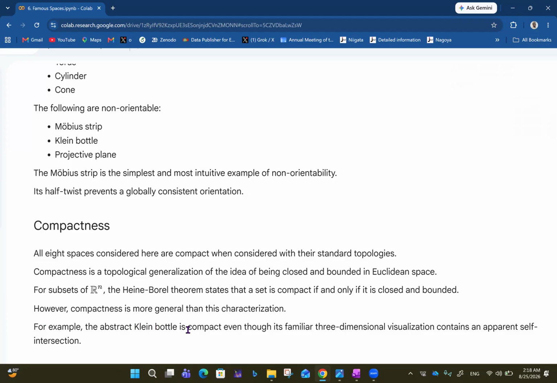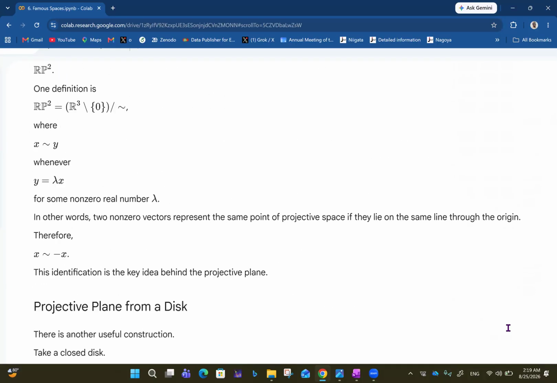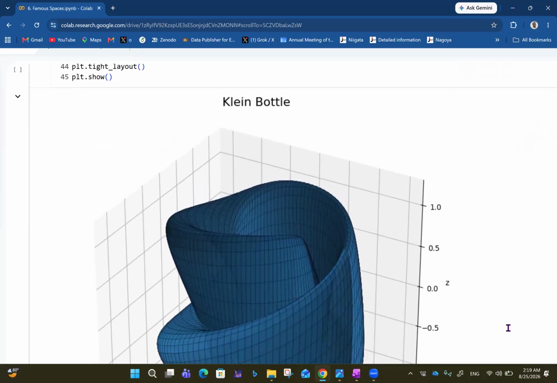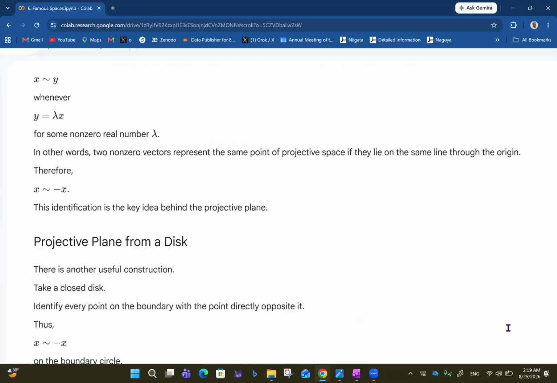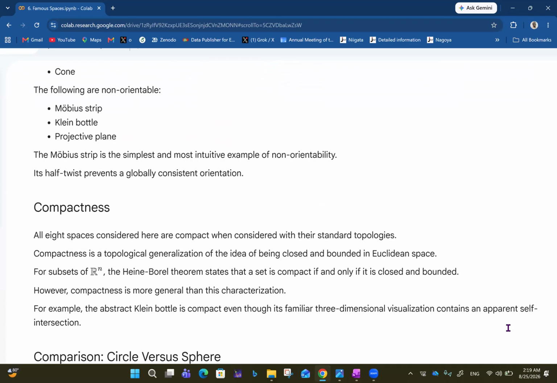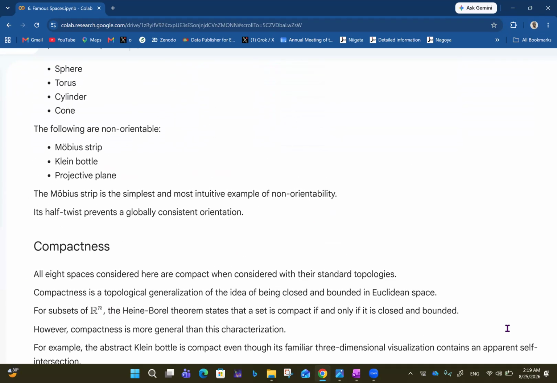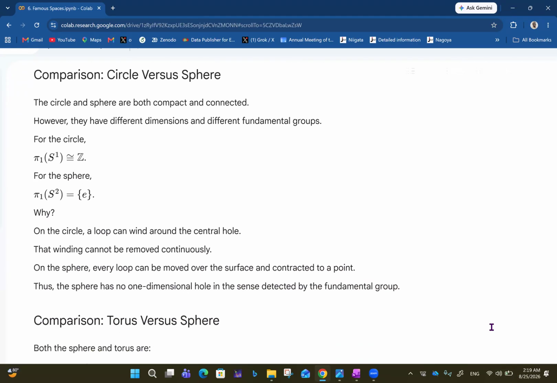For example, the abstract Klein bottle is compact even though its familiar three-dimensional visualization contains an apparent self-intersection. I think we saw that here. Yeah, I think it's the Klein bottle that has the self-intersection, right? Despite its familiar three-dimensional visualization containing an apparent self-intersection, that is the Klein bottle, not the torus.